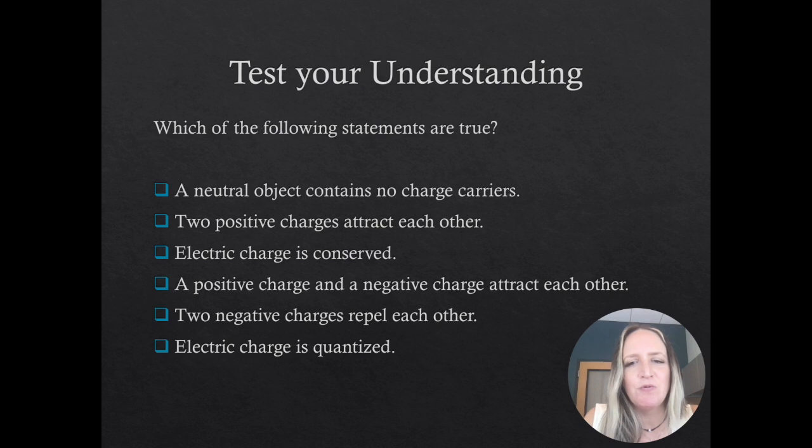So let's review these concepts. All right. Which of the following statements are true? Statement 1, a neutral object contains no charge carriers. Okay, well, we know that's not true because a neutral object has equal number of positive and negative charges, creating a net charge of 0. In other words, a neutral. So that's not true. 2, positive charges attract. We know that that's not true, right? Because opposites attract. Electric charge is conserved, right? We know that's true. We just talked about it, right? Charge is neither created nor destroyed.